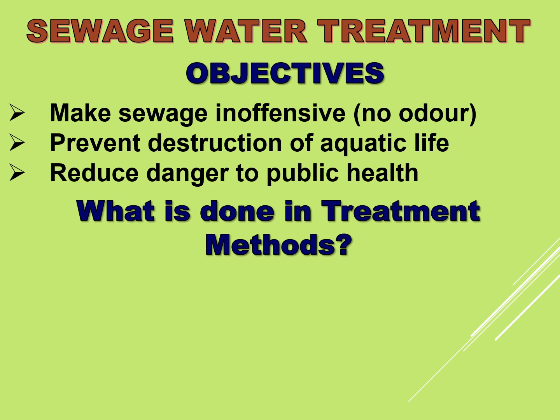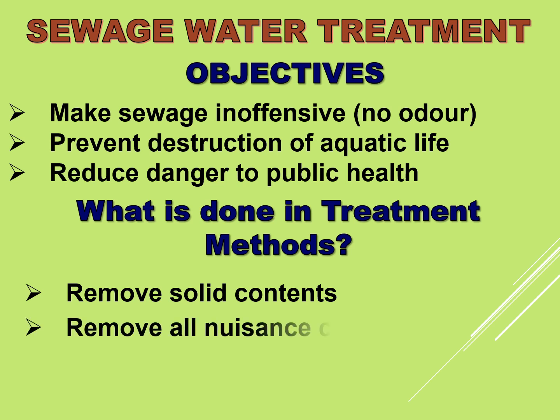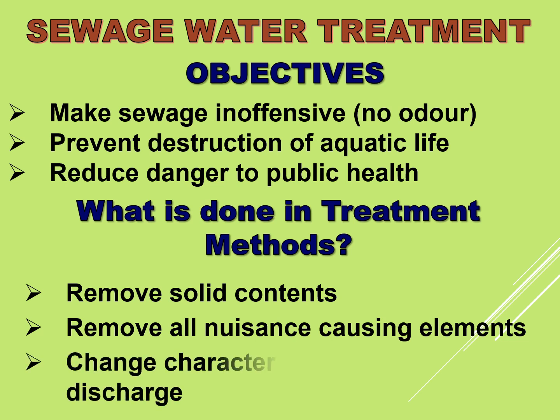Now, how is it done? What is done in a treatment method? First of all, solid contents are removed. There will be some solid and semi-solid contents in sewage water. That has to be removed. Then all nuisance causing elements, all toxic compounds, compounds which cause smell, compounds which are dangerous to public health, all these compounds should be removed, and the character of water should be changed for safe discharge. We have to make this water safe. These are the three basic steps. The first one, remove solid contents, is called the primary process. The second, removing all nuisance causing elements, is called the secondary process. And the third, change the character of water, is called the tertiary process. So three processes are there: primary, secondary, tertiary.